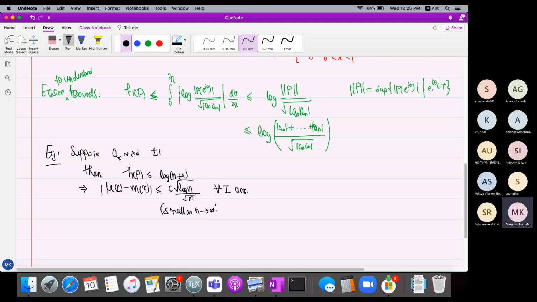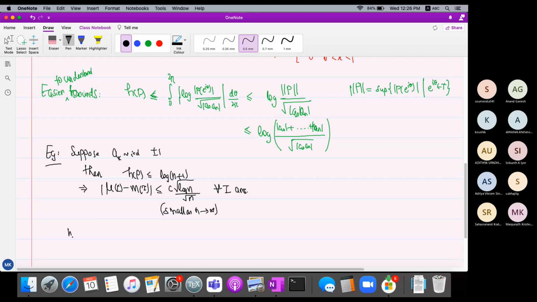As n goes to infinity, it goes to 0. So you not only get a bound, you get a rate which is almost like 1 by root n. It's slightly worse because of the square root log n. Is that okay?